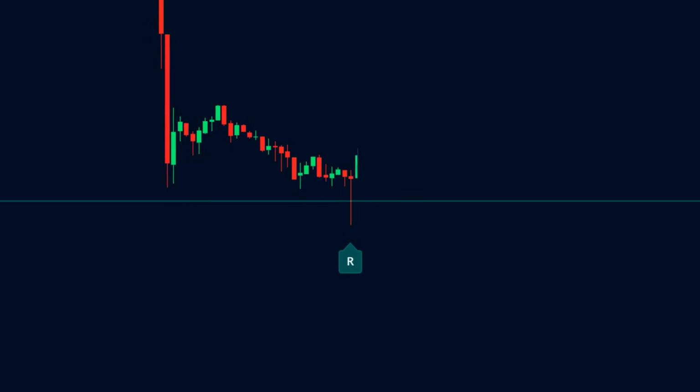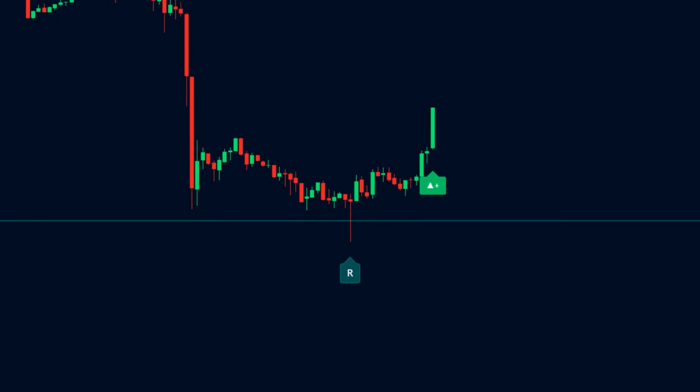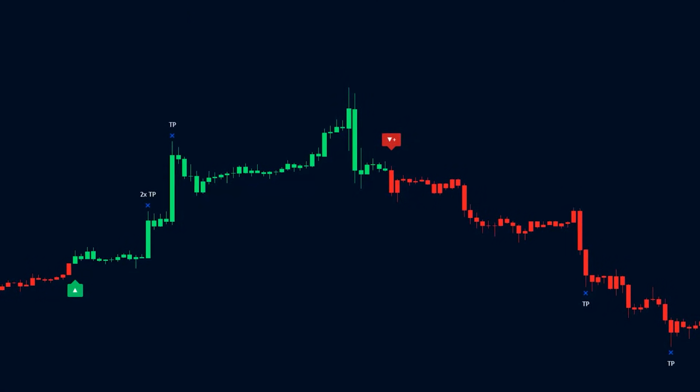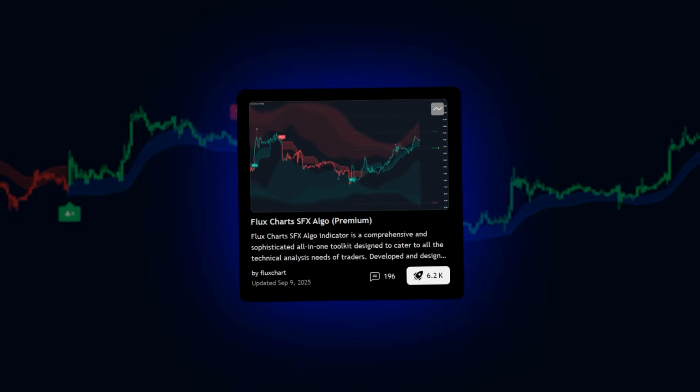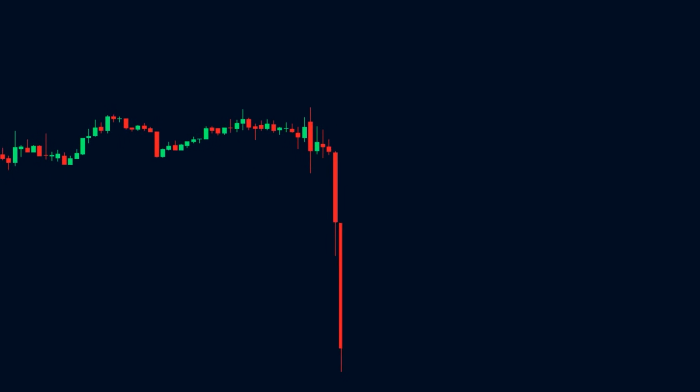After the retest, we'll toggle on this second indicator for extra confirmation. This indicator automatically plots bullish and bearish AI signals and includes tons of other features. It's called the SFX Algo by Flux Charts. Once we get a bullish signal, we'll toggle on the retracement wave.